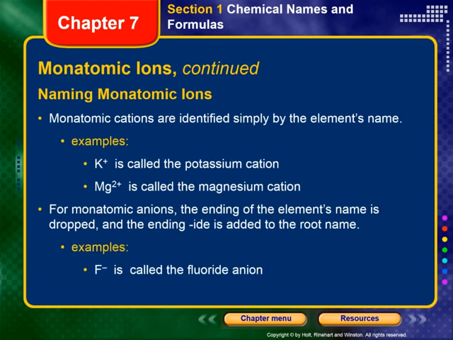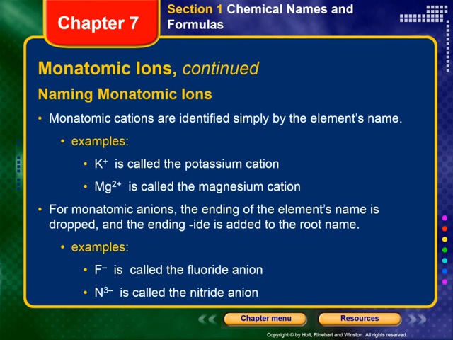Now let's talk about the names, right? Because these are the issues that we're going to deal with in Chapter 7, at least at the beginning of Section 1. How do we name monatomic ions? It's very, very simple. Monatomic cations, and remember, when I say cation, I mean a positively charged ion. That means a metal. So a metal from the left side of the periodic table has ionized. We simply use that element's name. For example, when potassium ionizes, we call it the potassium cation.